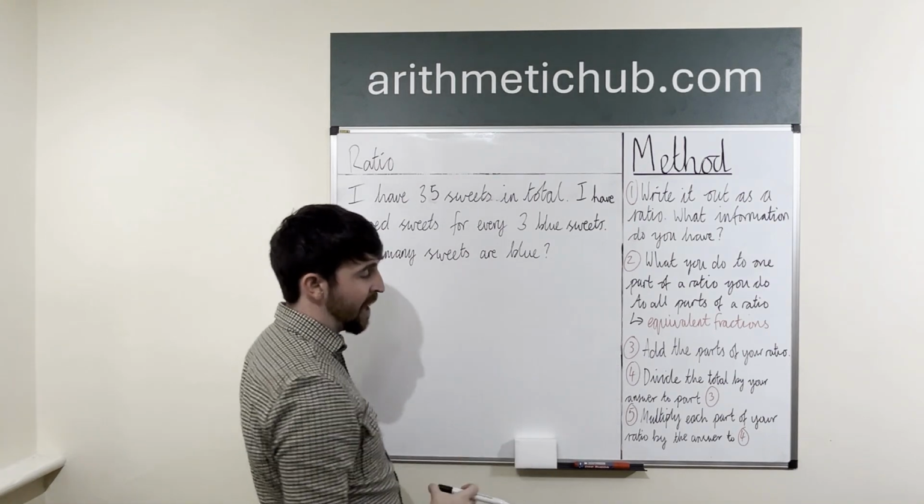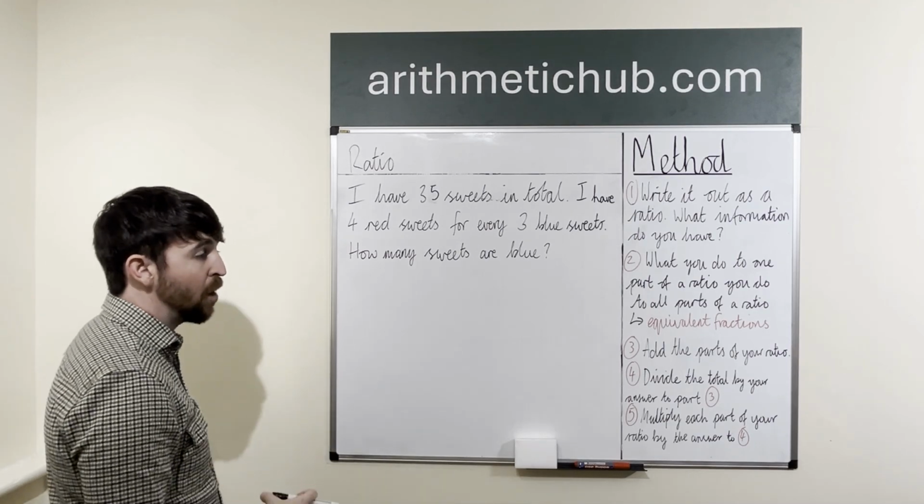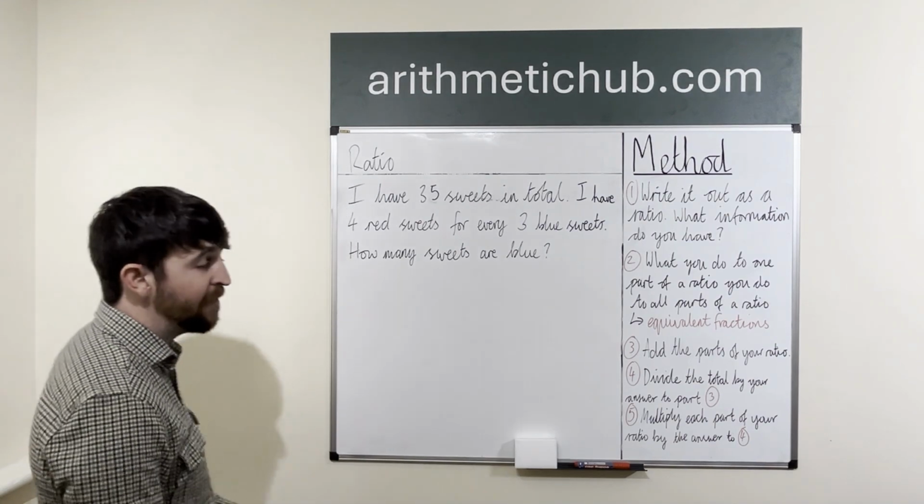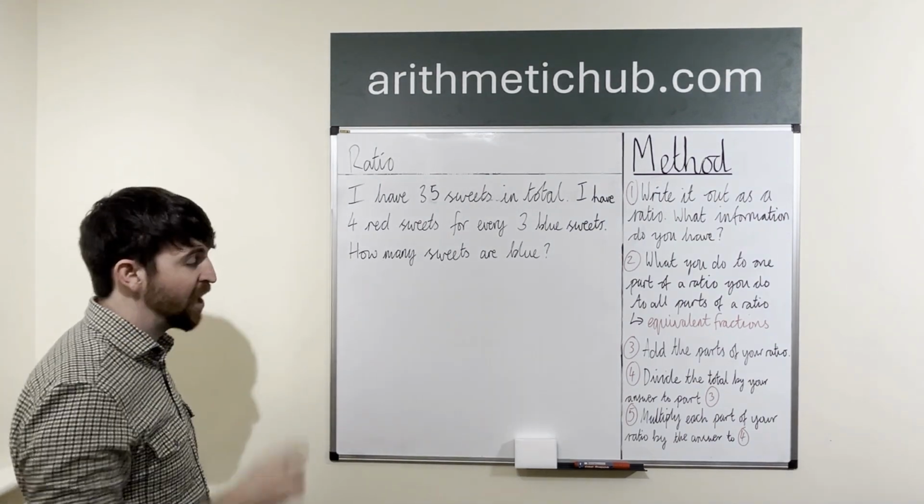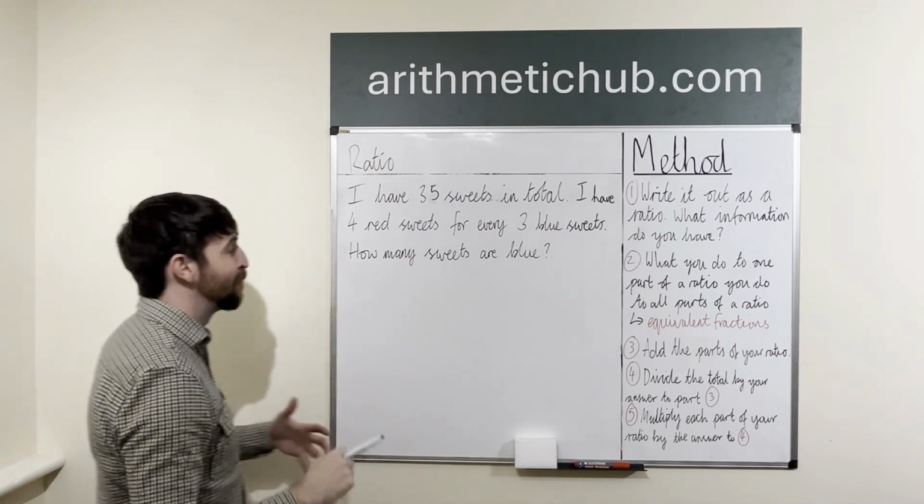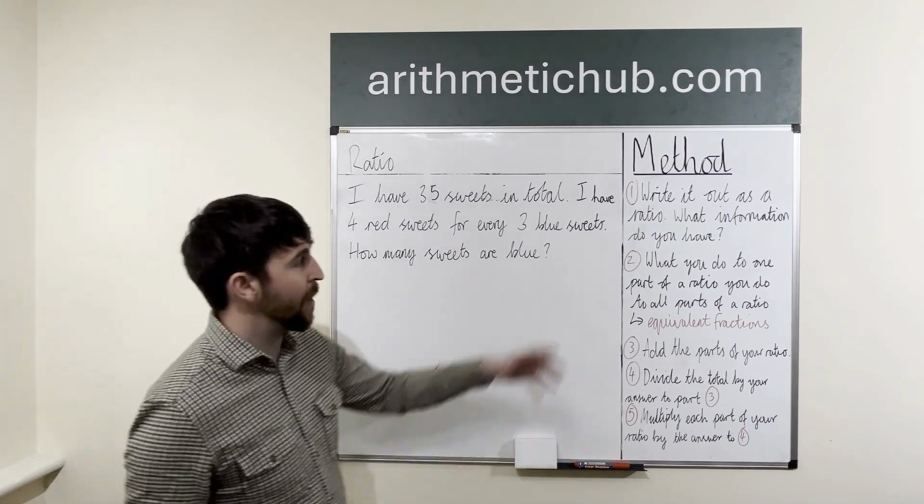So the next thing says add the parts of your ratio. Then it says divide the total by your answer to part 3, which is this part here. And then finally it says multiply each part of your ratio by the answer to part 4, which again sounds like complete rubbish and complete nonsense. But let's take it step by step. Let's see if it makes sense.